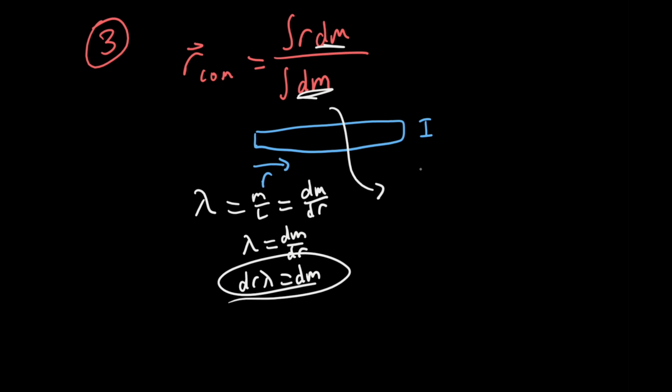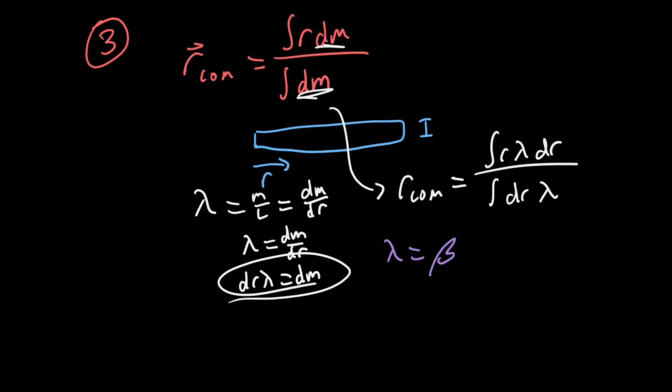So what we're going to get then is rcom is equal to the integral of r lambda dr over the integral of lambda dr. In a lot of cases, you may also get an additional equation for lambda. The problem may state that lambda is equal to something like beta r cubed. In that case, you'd simply substitute this in and solve the integral. And that's all you need to know for center of mass for AP Physics C.